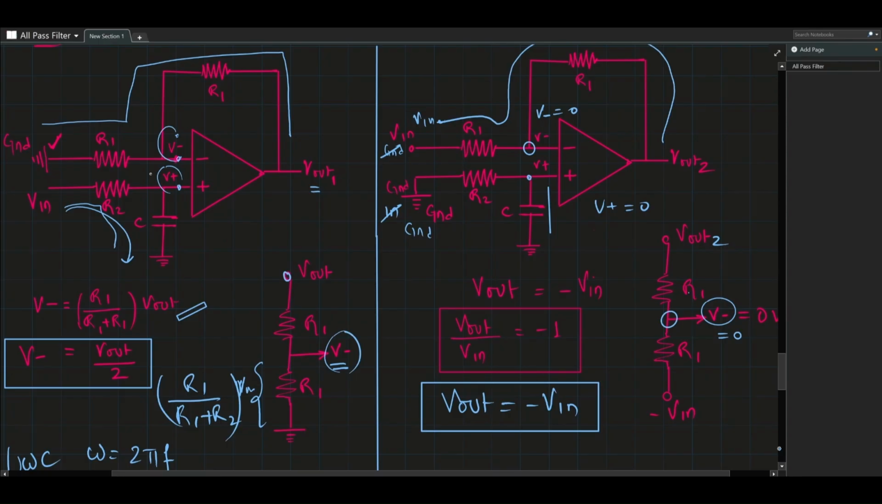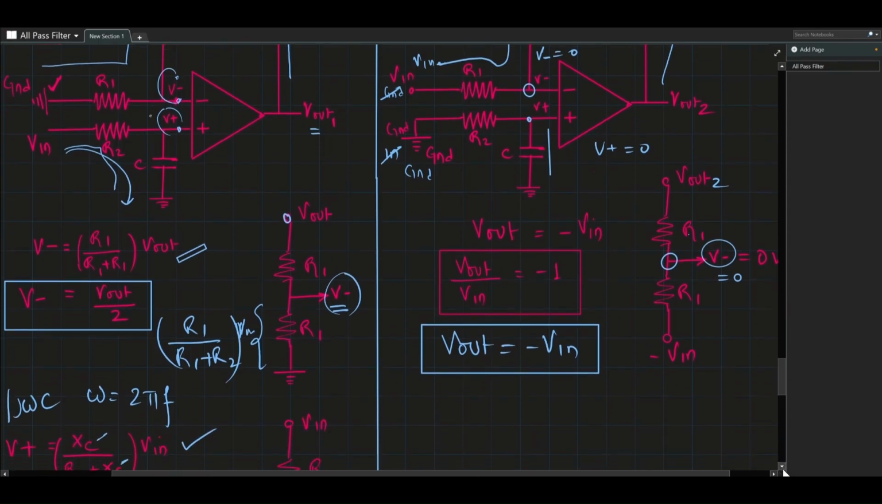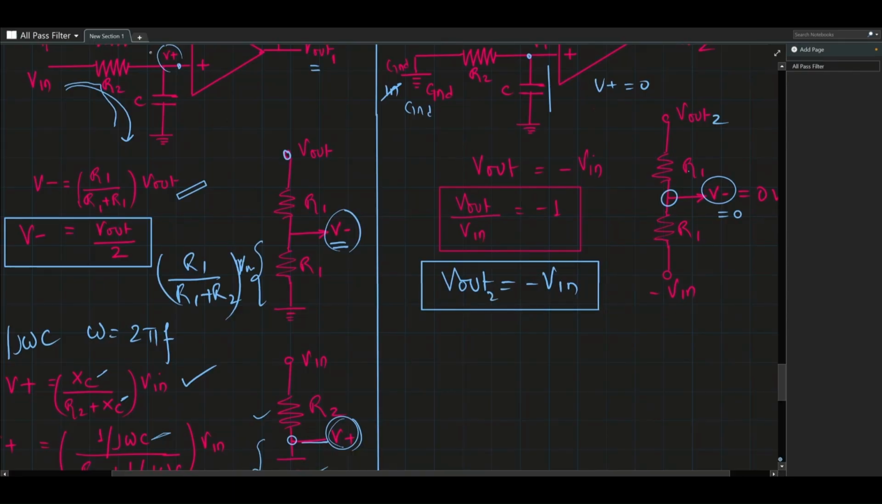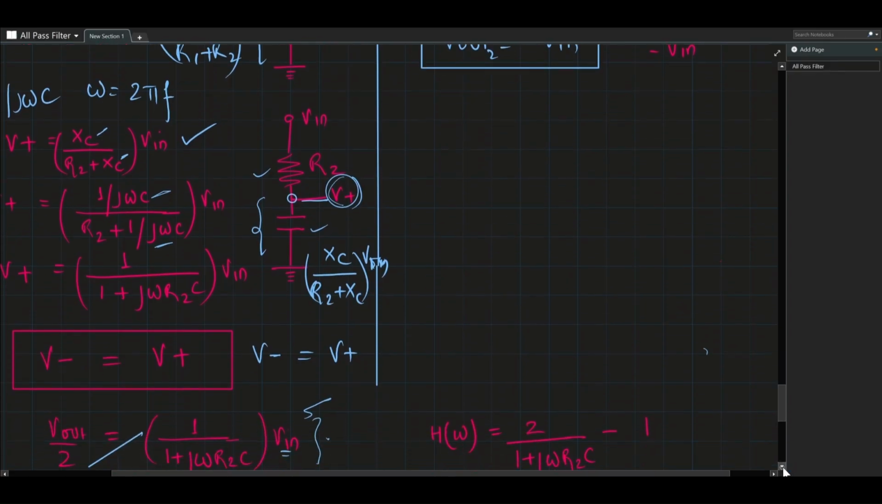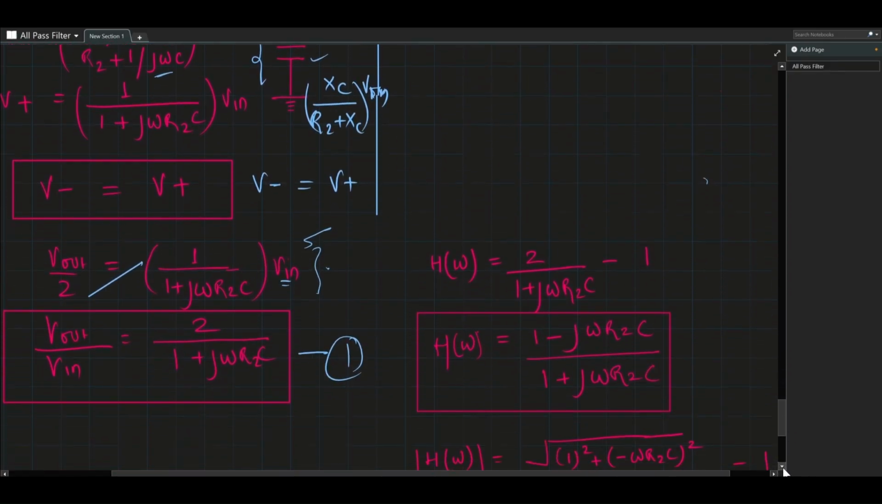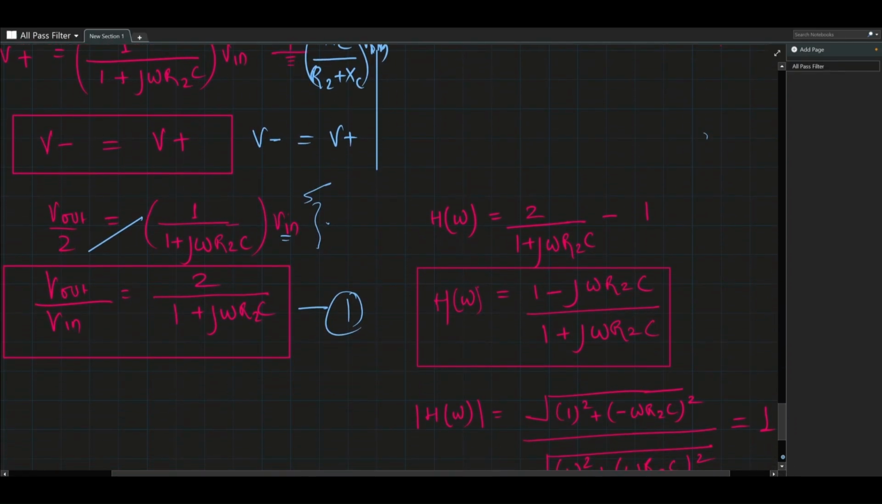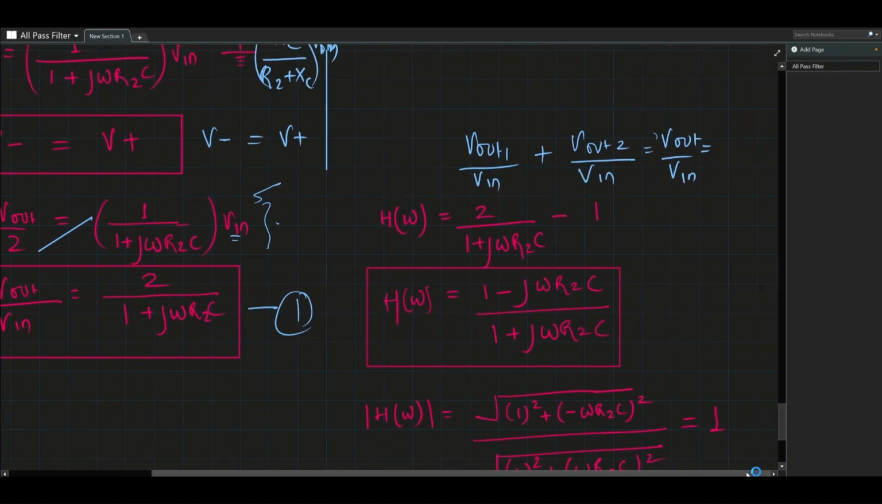That's a pretty simple analysis. Here nothing is happening because everything is grounded, so no voltage is entering there. So that's fine. Now we have found out this is V out 2. Now we will use the principle of superposition and do this. V out 1 by V in plus V out 2 by V in is nothing but total V out by V in, which is nothing but the transfer function of the net op-amp circuit.